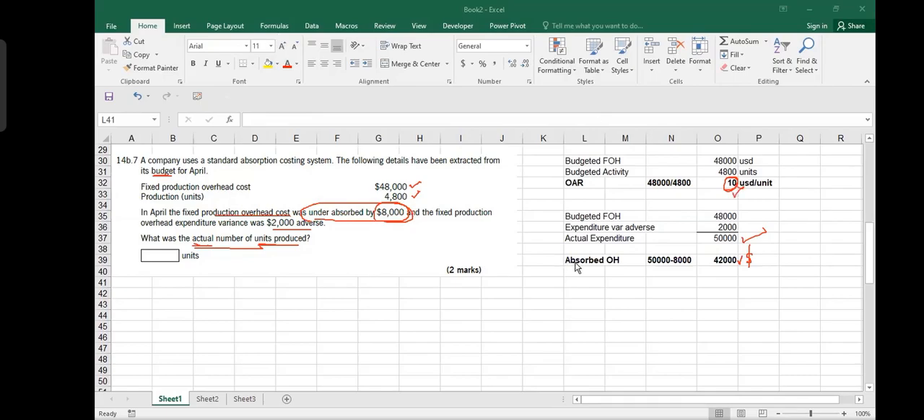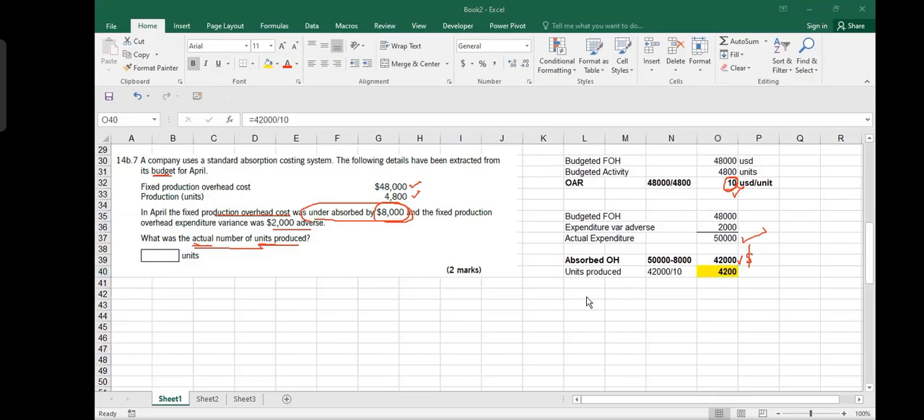So how many units were there? Units produced would be 42,000 divided by 10, which makes 4,200. 4,200 is your actual production. So you actually produced only 4,200 units.